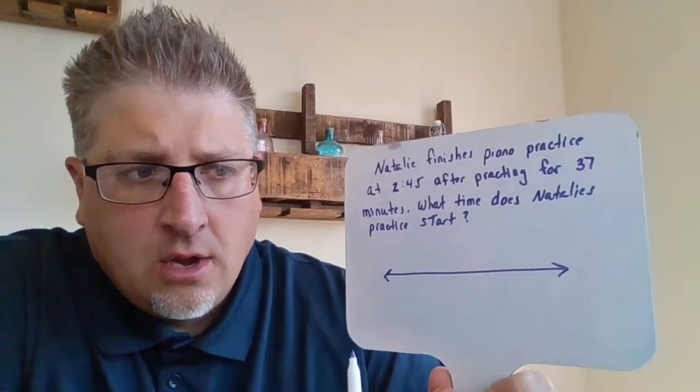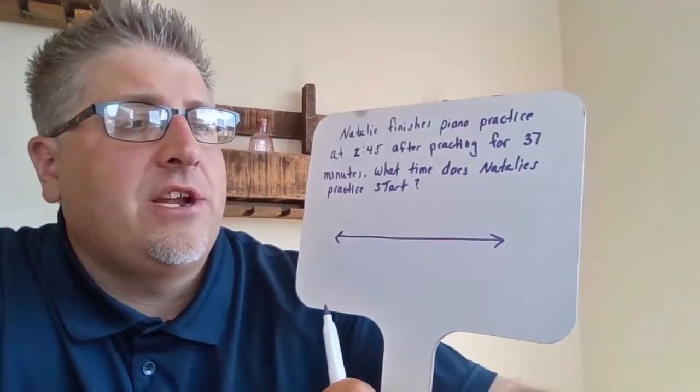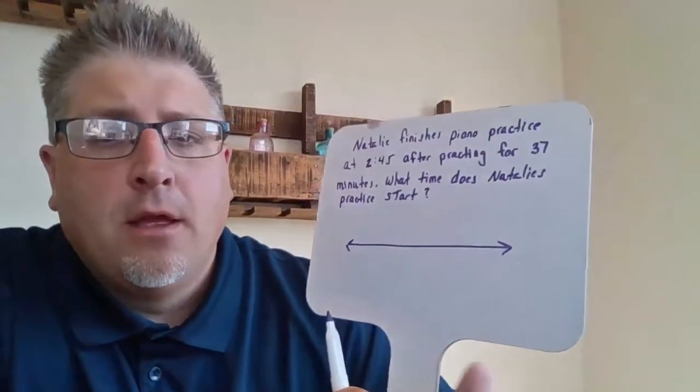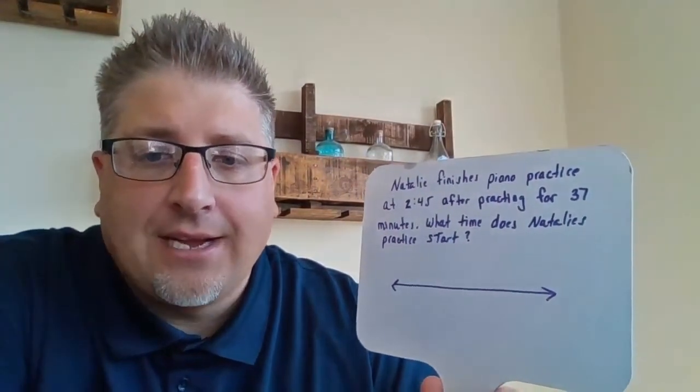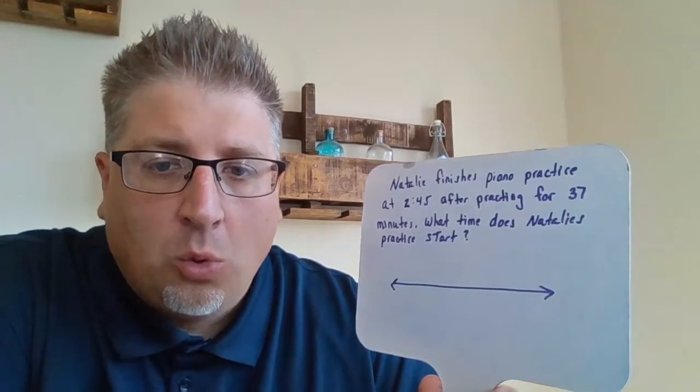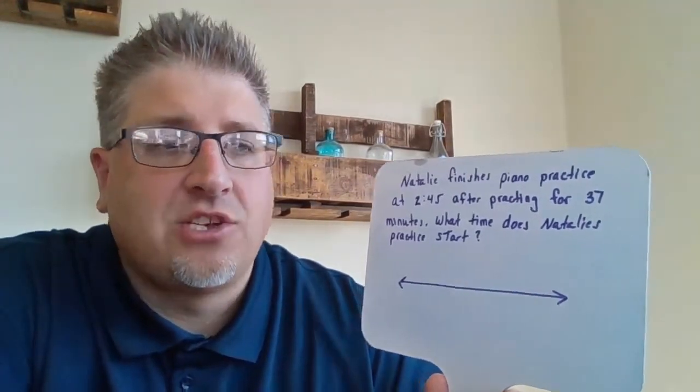Okay? Let's take a look at a problem where we're going to have to go backwards on a number line. All right? Let's read the problem and see what it's asking. And then let's work backwards on the number line as I switch up my markers here. And this one says, Natalie finishes piano practice at 2:45 after practicing for 37 minutes. What time does Natalie's practice start?